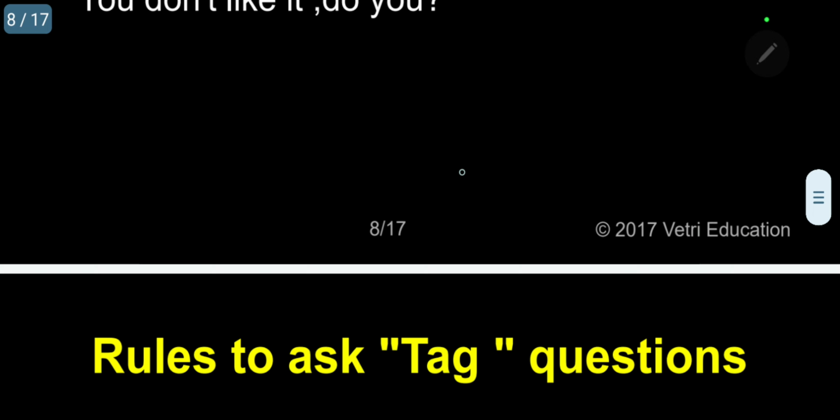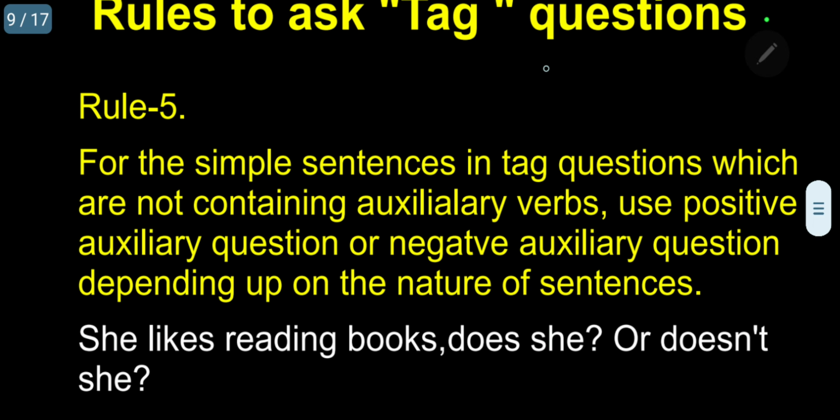So, statement negative and tag positive. Rule 5. And lastly, another most important thing: the statement will not be containing an auxiliary verb, but we can raise positive or negative auxiliary questions. For the simple sentences in tag questions which are not containing an auxiliary verb, use a positive auxiliary question or a negative auxiliary question depending upon the nature of the sentences.